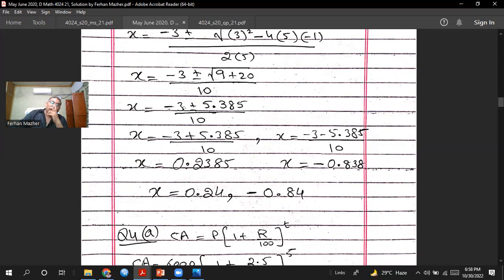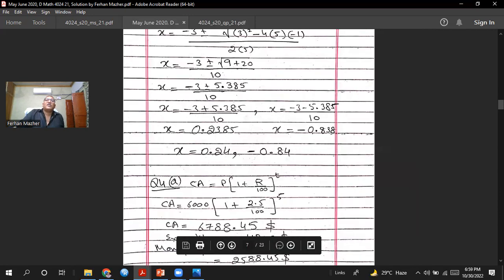So now you have two options. Either you will go with -3 plus 5.385, divided by 10. You will get 0.2385. Or you will go with -3 minus 5.385, divided by 10. And the answer will be minus 0.838. So you have two values of x, and one value is 0.24 and the other value is minus 0.84. So this is how you will do this question.